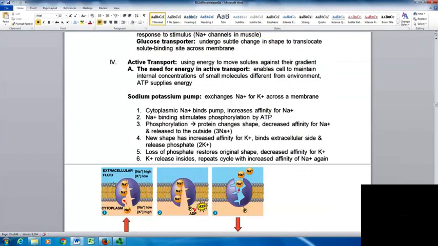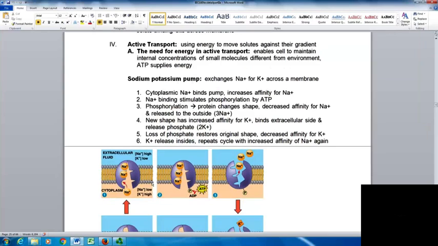So our classic example of this is the sodium-potassium pump. This is about a third of your resting energy expenditure during the day, keeping these sodium-potassium pumps going. So what's going to happen here is it's going to exchange sodium for potassium across the membrane. So here, the cytoplasmic sodium is going to bind the pump. And when it does, it increases its affinity for sodium. And the sodium binding stimulates phosphorylation by ATP.